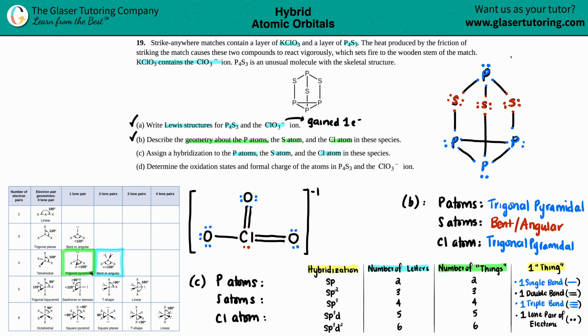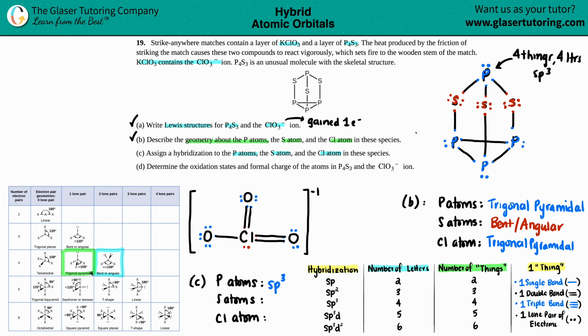Okay, so let's look at this phosphorus. What's going on with this phosphorus? Well, it's got one single bond, that's one thing. It's got another single bond, that's 2 things. It's got another single bond, that's 3 things. And it's got one lone pair. That's a total of 4 things. So, 4 things, 4 letters, sp3. And that is your answer over here.